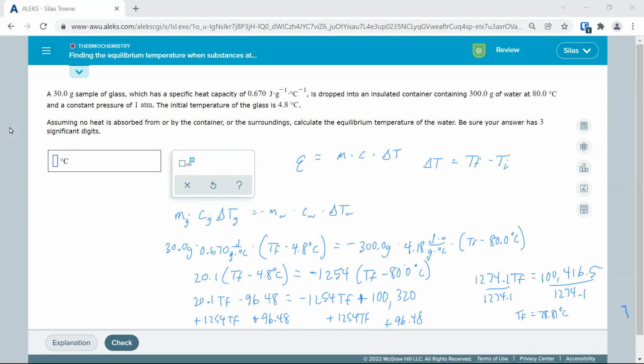Right, I said about 76. And when we're adding or subtracting, we're going by decimal places. So we have one decimal place here, so I'm going to go with one decimal place. So I'm going to say 78.8 degrees C.